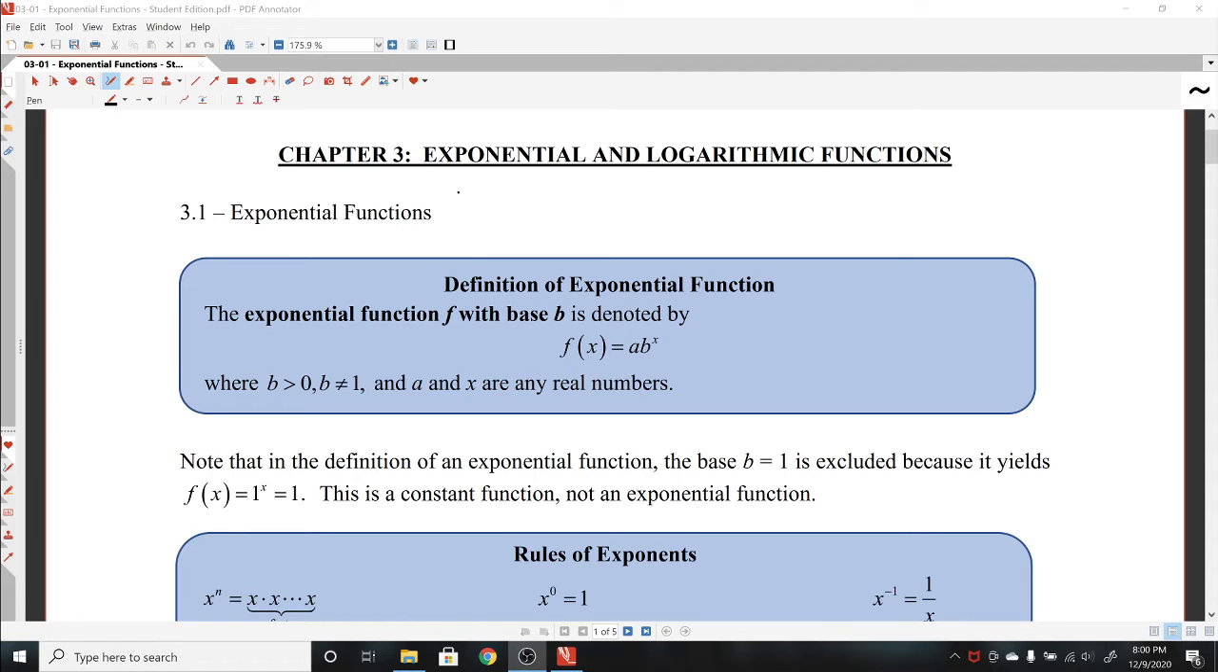The thing I want you to remember here about exponential functions is if we take a number like 5 and we raise it to successively larger powers. So we go 5 squared, I get 25. 5 cubed, I get 125. 5 to the fourth, I get 625, and so on and so forth.